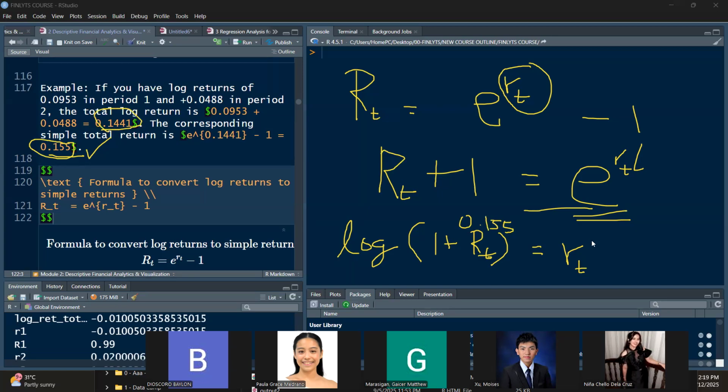This one. So we were able to convert, class, the simple returns to log returns.